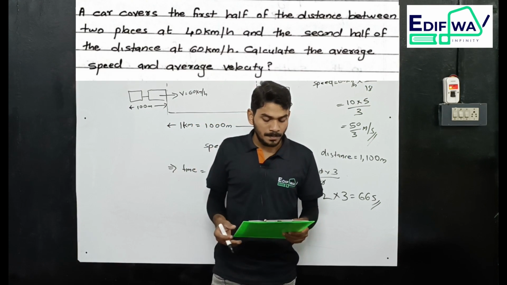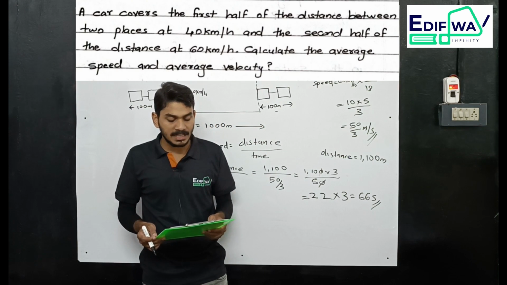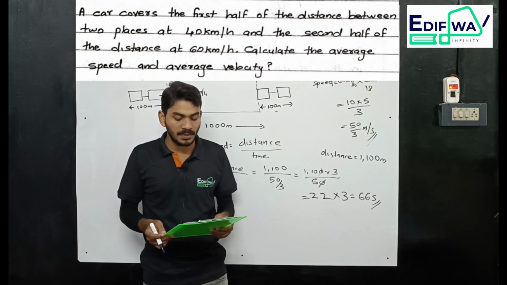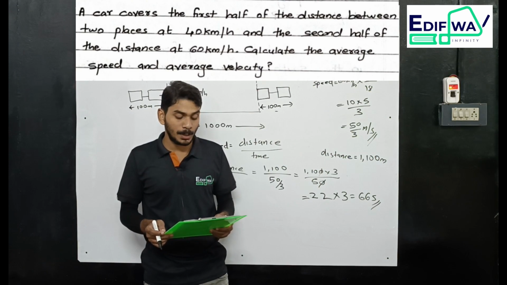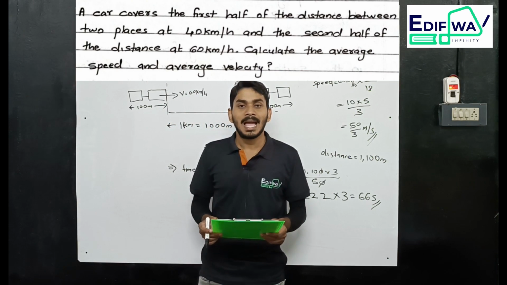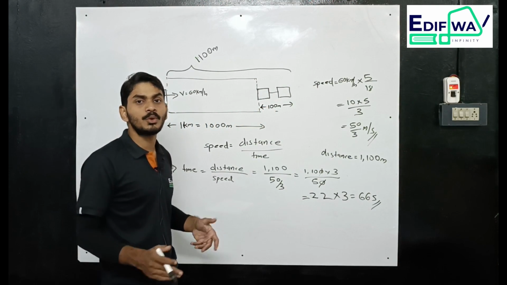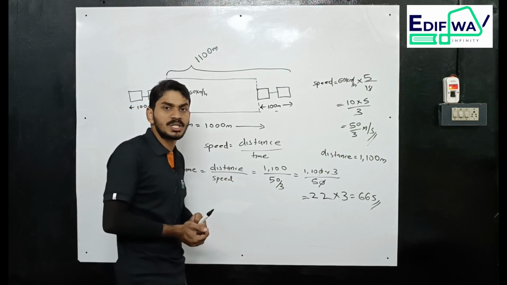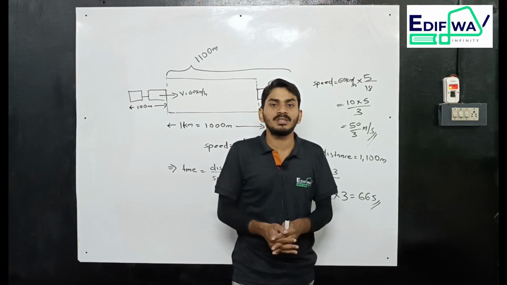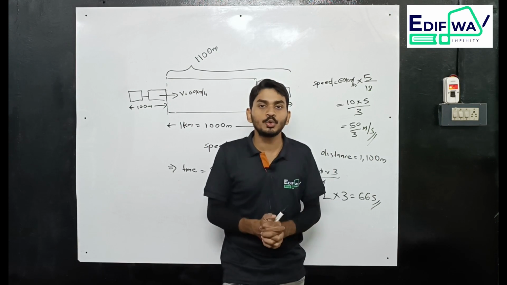A car covers the first half of the distance between two places at 40 km per hour and the second half of the distance at 60 km per hour. Now you have to calculate the average speed and average velocity. Clear? This is also a very simple question. It is based on the concept of average speed and average velocity, and we are already familiar with the equation, and I have told you two cases. So let's see how to do this question.